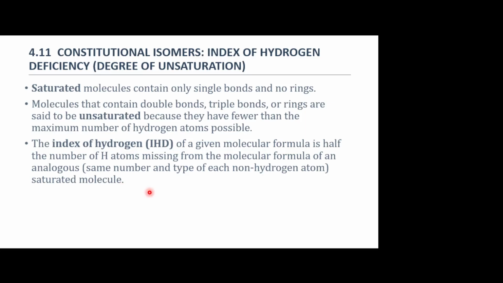Okay? And the reason it's half the number of hydrogens missing is because a double bond is going to take 2 hydrogens off of 2 carbons, right? And so you want to figure out how many degrees of unsaturation, i.e. how many double bonds you have. How many rings do you have? How many triple bonds do you have?